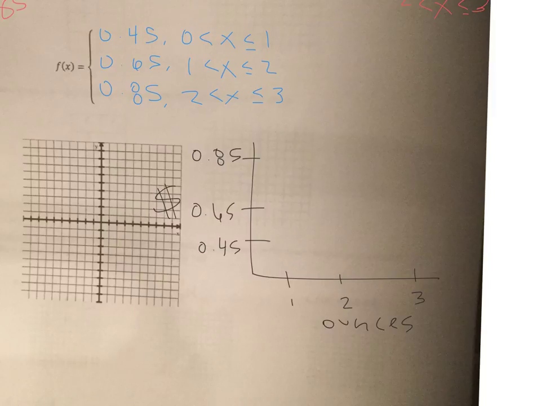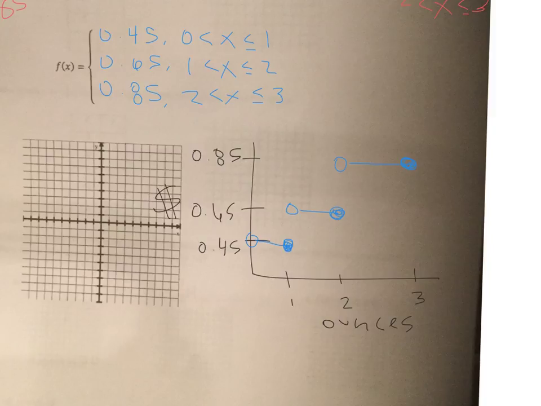Now, what needs to happen? We need to graph our step function. So we know that from 0 to 1 ounces, it's going to be 45 cents. 0 is not included, but 1 is, so you should have an open and a closed circle. From 1 to 2 ounces, you have an open and a closed. And from 2 to 3 ounces, it's 85 cents. So this here is our step function. We can see that it's increasing. The slope of each piece is 0.